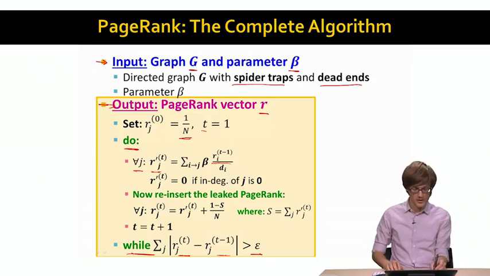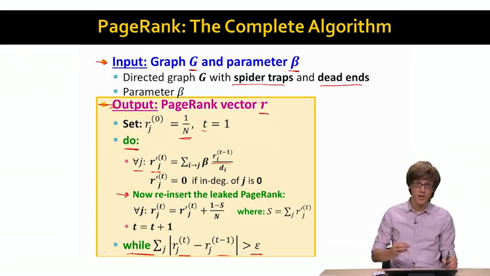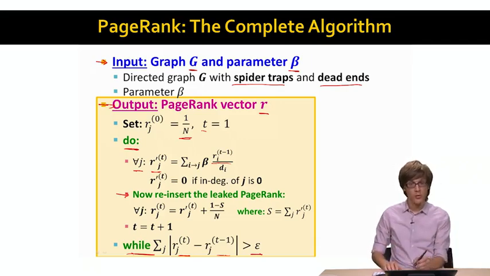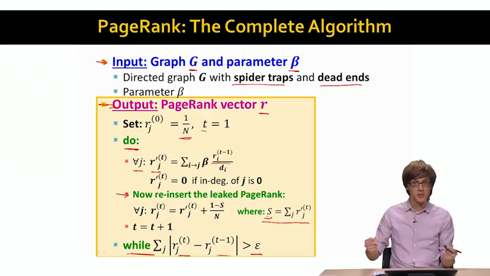Then, of course, if we have dead ends, the PageRank will leak out. So now we need to figure out how much PageRank has leaked out, and reinsert the missing PageRank scores into our rank vector. What we do is the following. We compute the sum of the components of our PageRank vector R so far. We call this S. We expect S to be less than 1, which means that 1 minus S amount of PageRank has leaked out. We want to take this and evenly insert it into every entry of R.